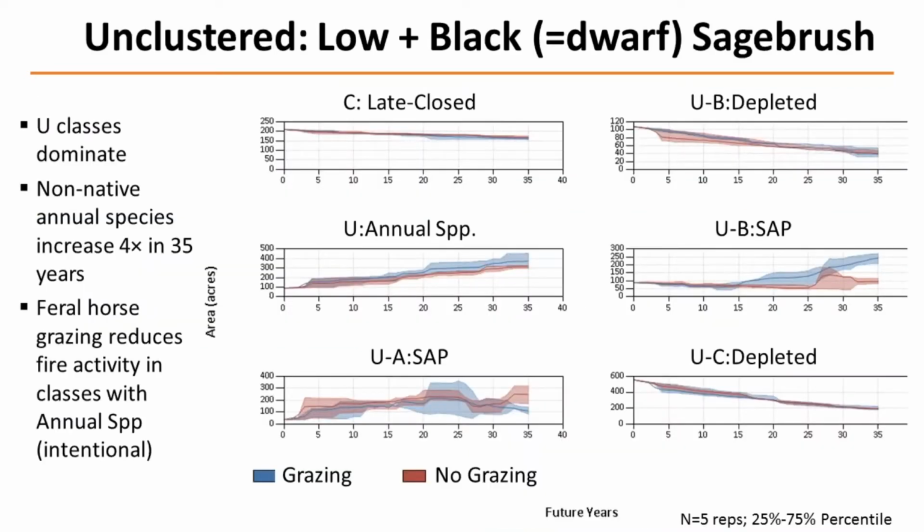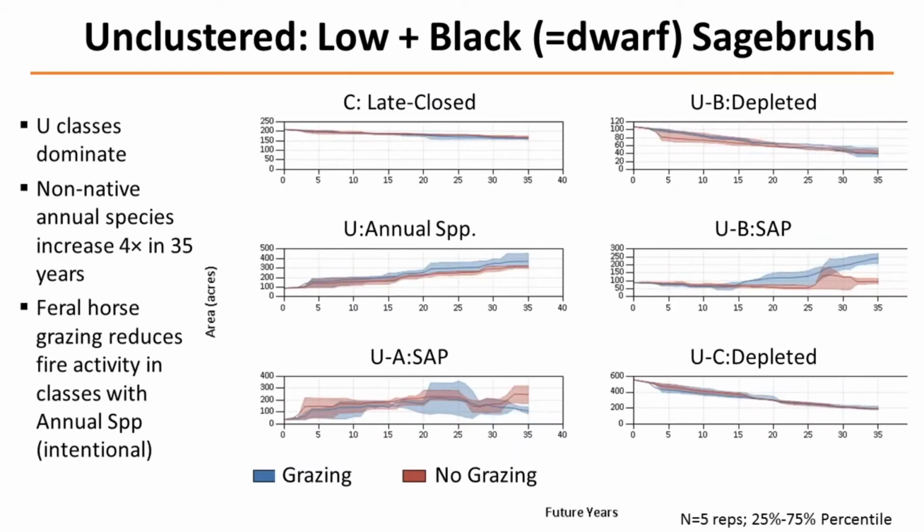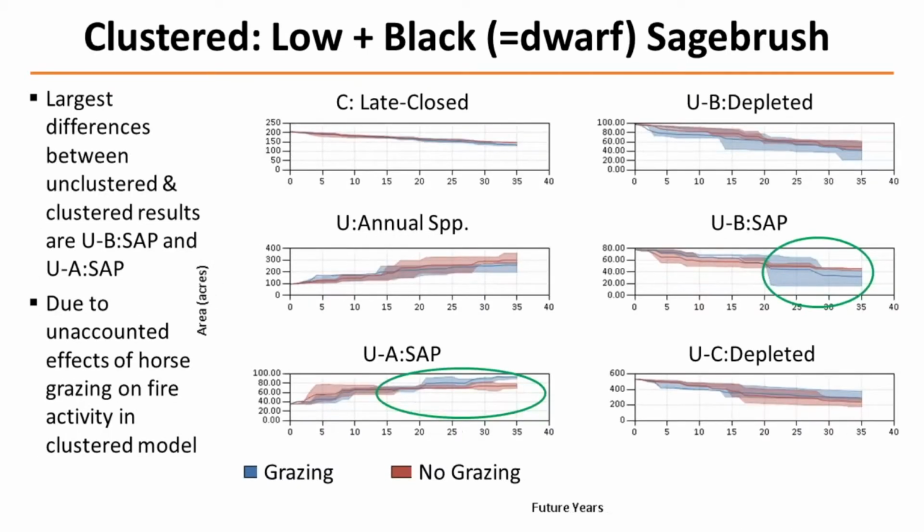Basically, what I want to show is the unclustered version of low and black sagebrush. This is what you start with, and this is what I got. What you'll notice if you look here is that there's a separation here, and here you don't have it.